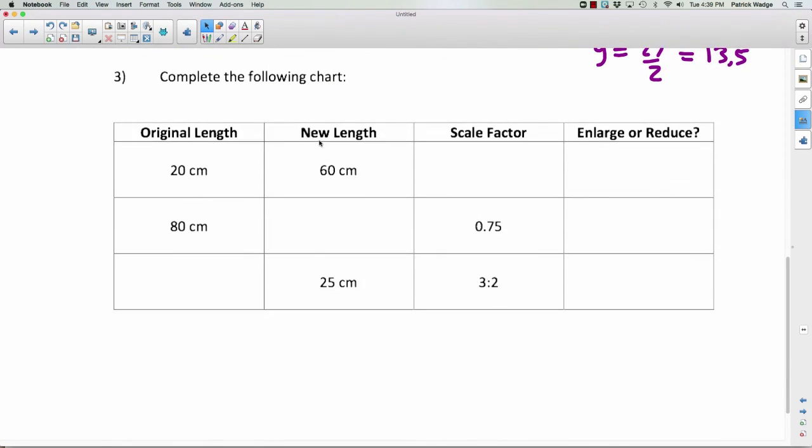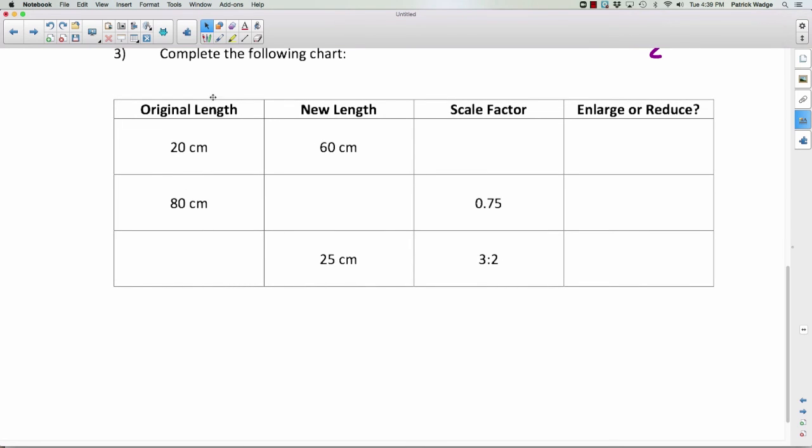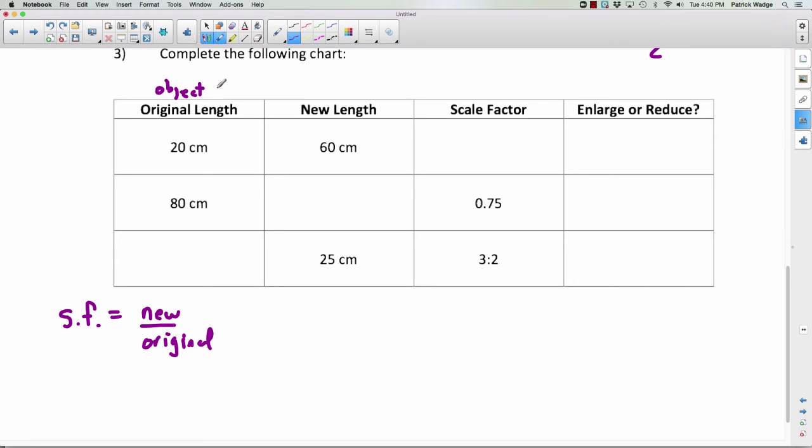All right, in your book, one of your homework questions is exactly this. I think the things are written in a different order, but I like this order better, so I went with it. All the questions involve scale factor. So you're going to have your scale factor equals new over original, or image over object. Here's your object, the original, and here's your image, the new. And for this first question, we have to get the scale factor. Well, scale factor equals new, that's 60, divided by original, that's 20, and if you divide those, you get 3.